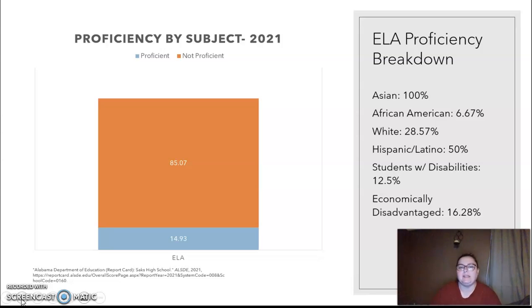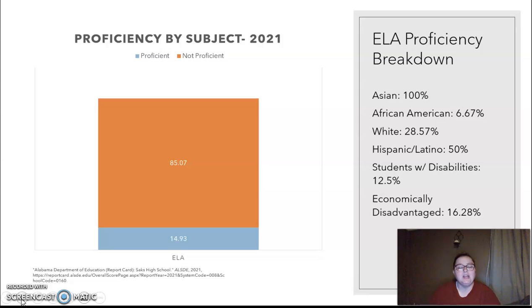If you look at the breakdown on the right-hand side of the screen, you'll see that 100% of our Asian population are considered proficient. Only 6.67% of our African American population are considered proficient in ELA. 28.57% of our white population are considered proficient. That's a huge gap between our African American and white students.